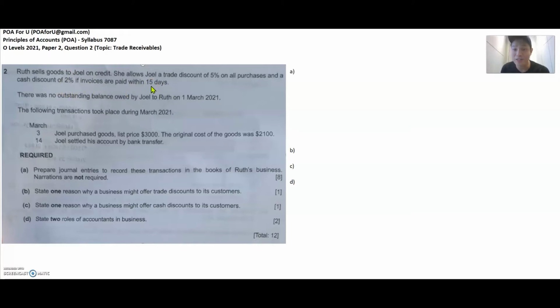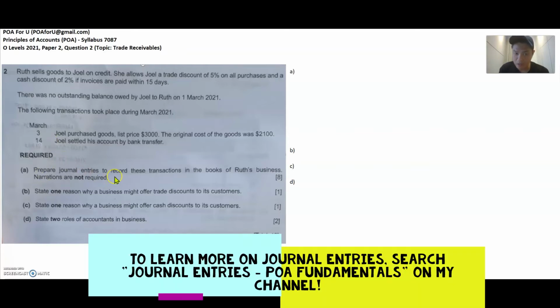So clearly you need to understand the differentiation between trade discounts and cash discount. And in your syllabus, there's only two types of discounts you need to understand, trade and cash. And I'll talk about it later as well. Now, there are two transactions, 3rd of March and 14th of March. And part A of this is you're supposed to prepare the journal entries for these two transactions. So let's take a look at this.